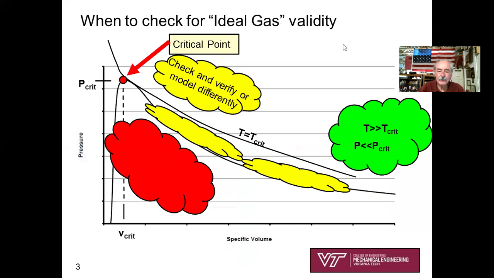But let's see where we are, and I will try to give you some examples of when the state of a gas is near the critical point. When are you green, where you just flat don't have to worry about it? When are you yellow, when you might have to start worrying about it? And when are you red, where all bets are off anyway? It's not a gas.